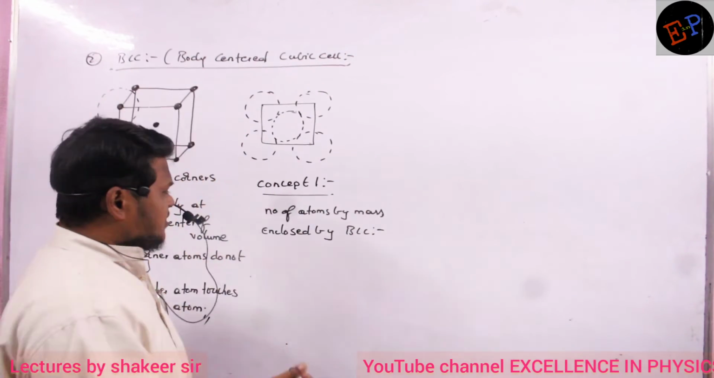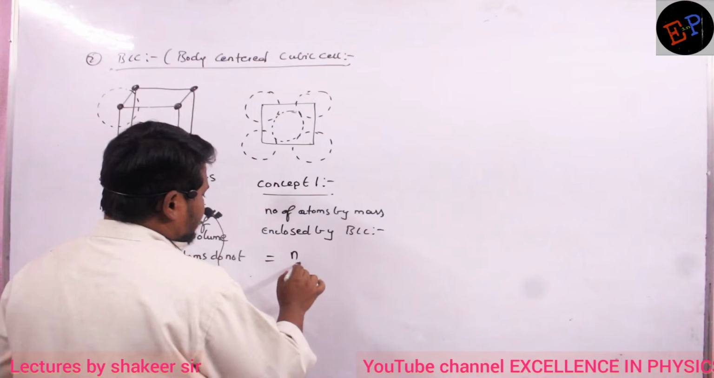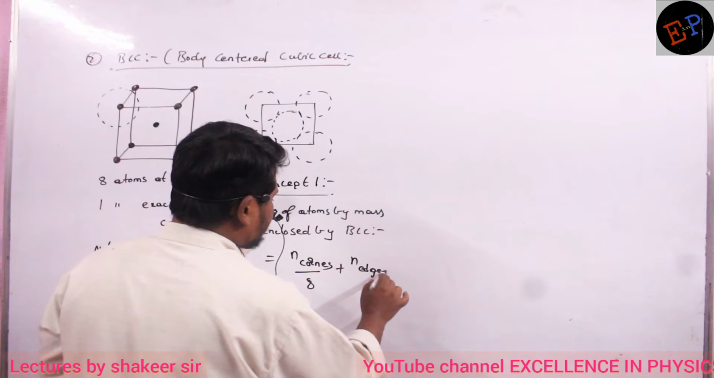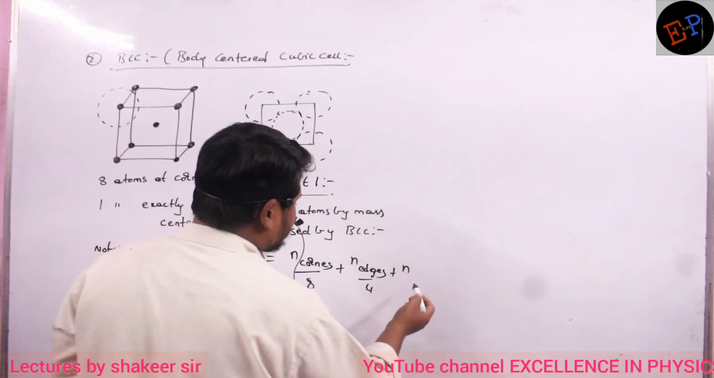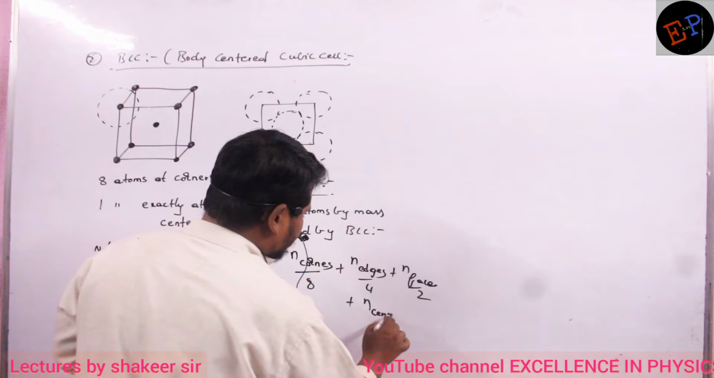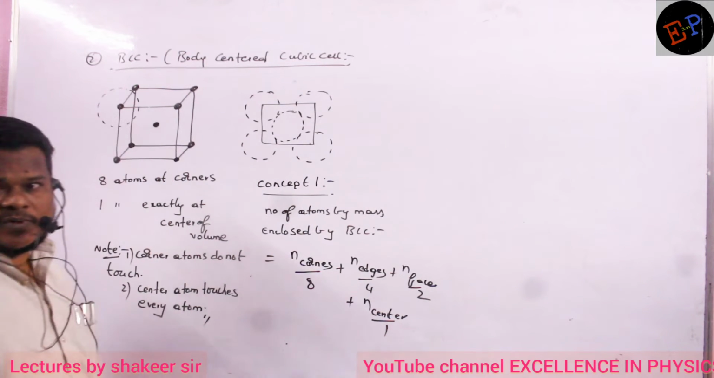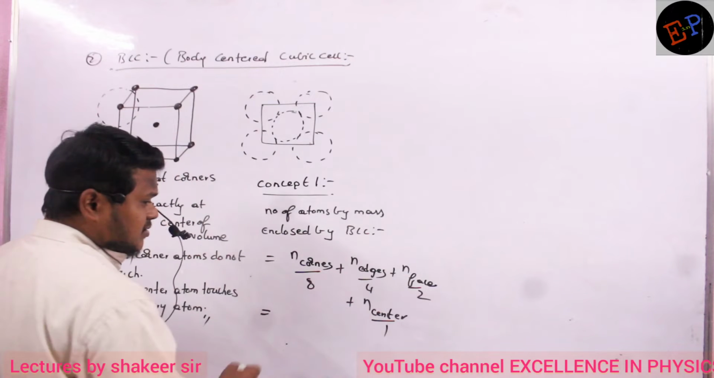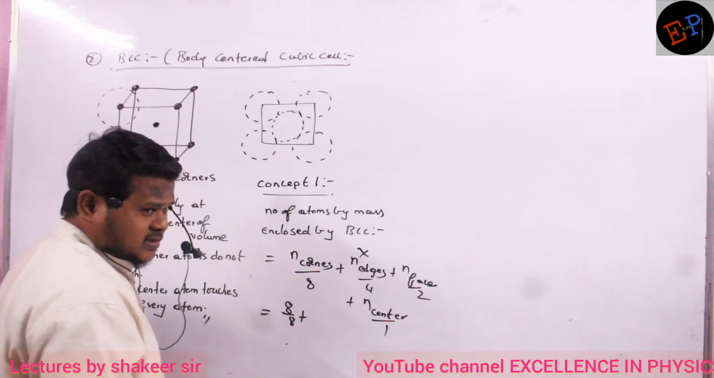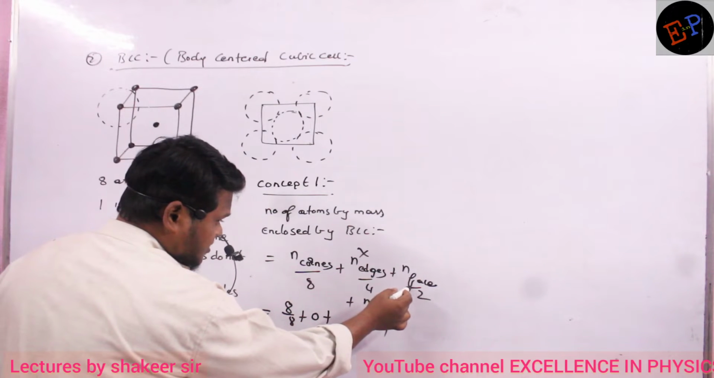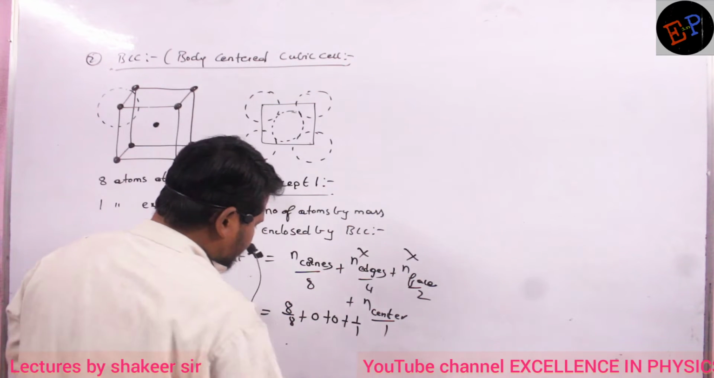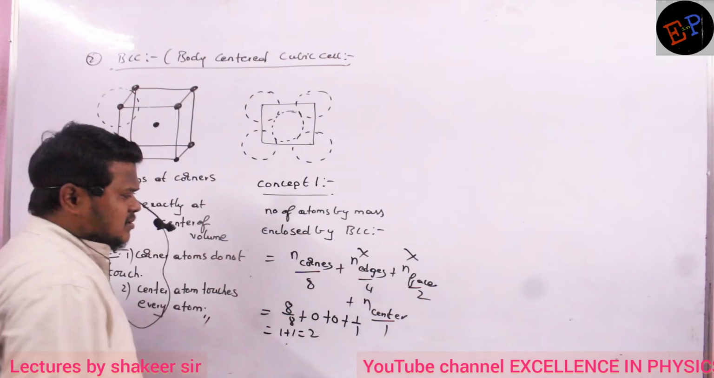Or if you want to do it with the help of calculation, you can always do. Which calculation? Number of atoms at corners divided by 8. Number of atoms at edges divided by 4. Number of atoms at face divided by 2. Number of atoms at center divided by 1. This is the formula. So apply this formula. How many atoms are there at the corners? 8. So 8 by 8. How many atoms at edges? No atoms at the edges, 0. How many atoms at the face? No atoms, this is also 0. How many atoms at the center? 1. 1 divided by 1 is 1. So totally 1 plus 1 is how much? 2. That's what I said, no?